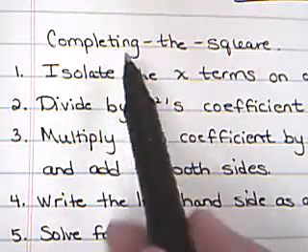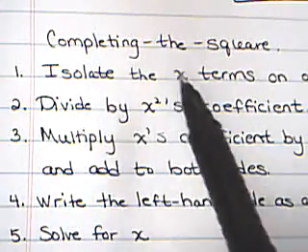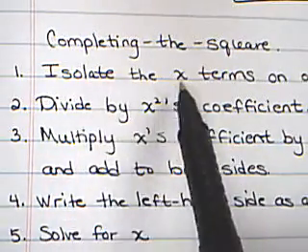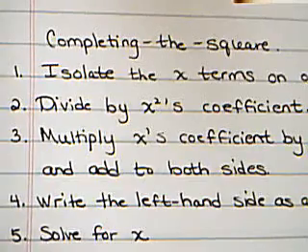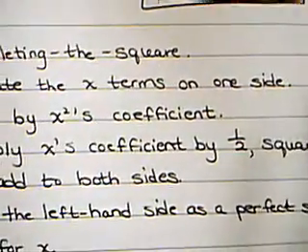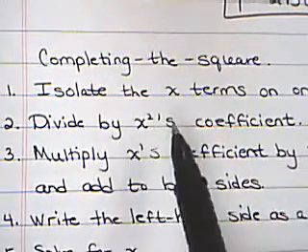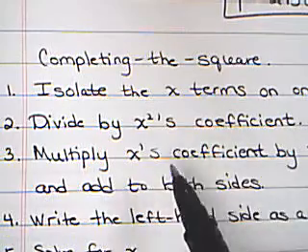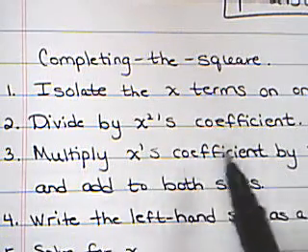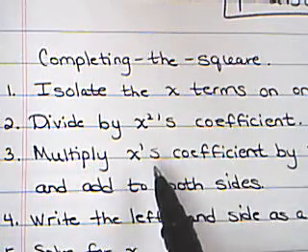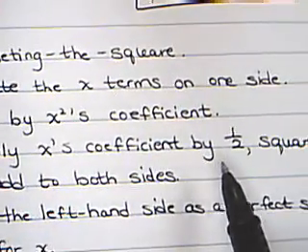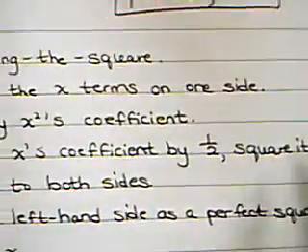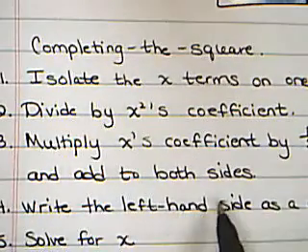The first one is completing the square process. The first step is isolating the x terms, or whatever the variable is, on one side of the equation. The second step is to divide by x squared's, y squared's, or whatever your variable squared's coefficient is. Then we're going to multiply the variable's coefficient, just the variable, not the square term's coefficient, by 1/2. We're going to square it, and we're going to add it to both sides.